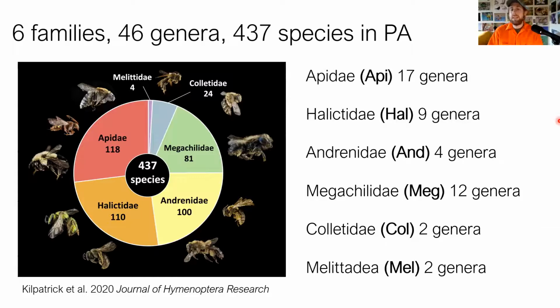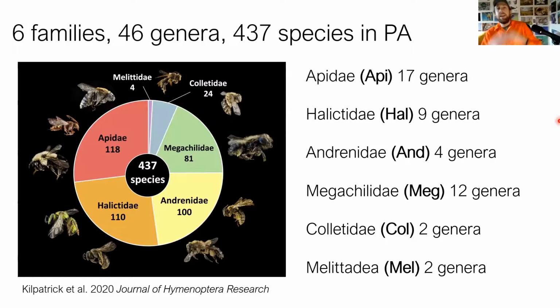Next, we have Halictidae, or the sweat bees, which has 110 species and 9 genera. Some very diverse genera in there. Next, we have Andrenidae with 100 species and only 4 genera. Now we have Megachilidae, which has 12 genera and 81 species. Colletidae, only 2 genera and 24 species. And the least diverse, Melittidae, with 4 species and 2 genera.